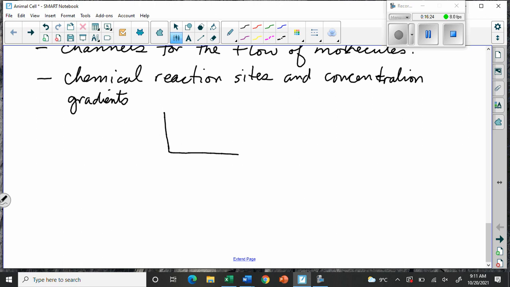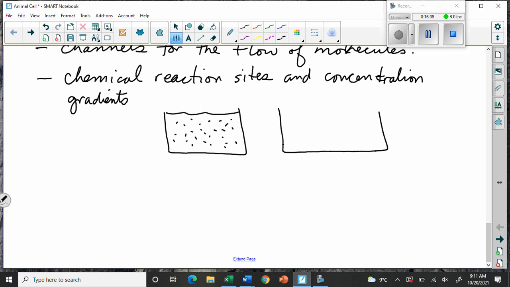If you have something like this and it's liquid and it's got lots of stuff in it, the stuff will just kind of spread out all through the cup. But if you take a cup and you put a membrane down the middle, like the endoplasmic reticulum, then what can happen is things can build up on one side and there are not very many on the other. Right? It's a separation of these things. Now the membrane can select how these things move through.